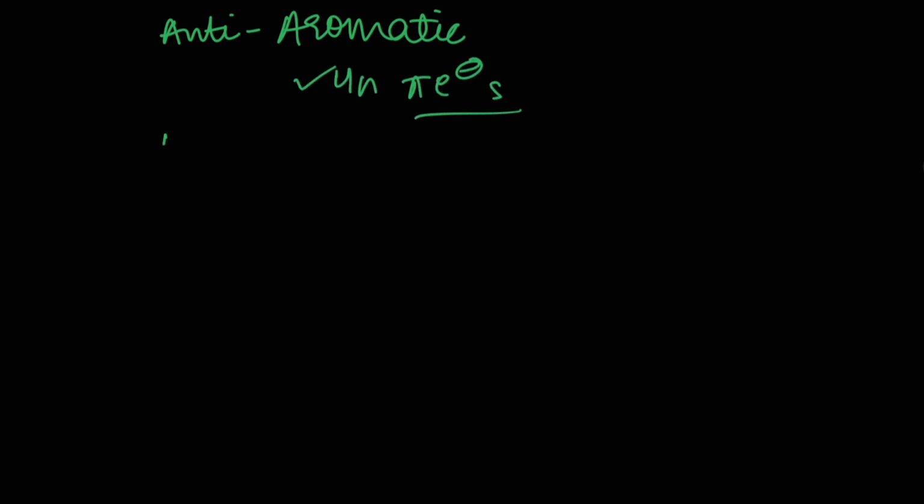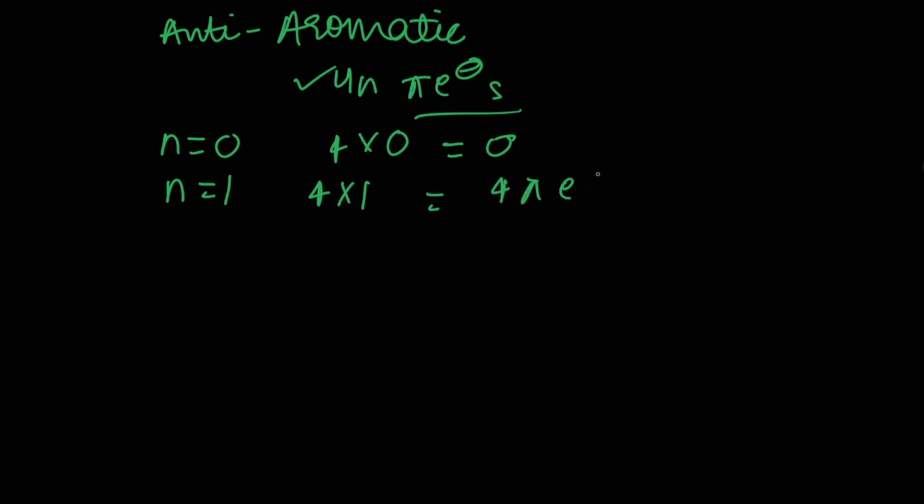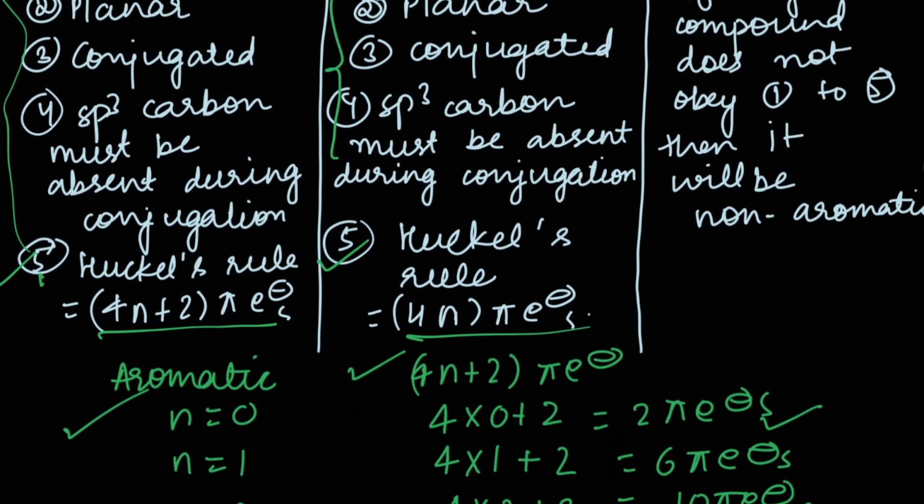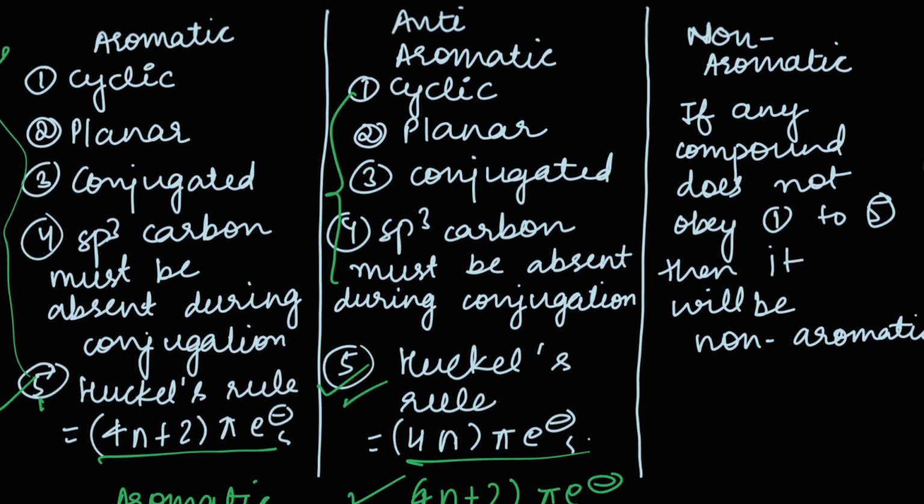Now similarly for anti-aromatic, it follows the 4n pi electrons rule. So how will you find the pi electrons over here? For n equal to 0, 4 into 0 is equal to 0. For n equal to 1, 4 into 1 is equal to 4 pi electrons. And for n equal to 2, 4 into 2 is equal to 8 pi electrons. Similarly, you can identify this and above, following the four conditions. If any compound follows the four conditions and this Huckel's rule, then it will be anti-aromatic.